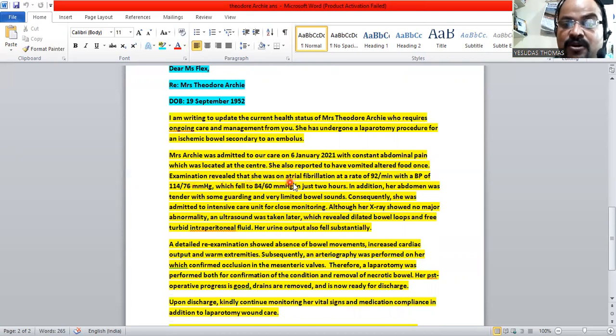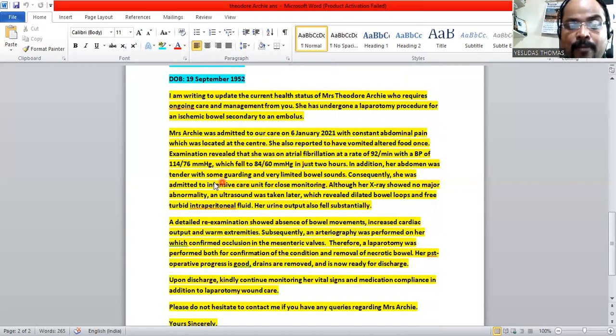Examination revealed that she was in atrial fibrillation at a rate of 92 beats per minute with a BP of 114/76 mmHg, which fell to 84/60 in just 2 hours. So a sharp fall is seen. In addition, her abdomen was tender with some guarding and very limited bowel movement. Consequently, she was admitted to the intensive care unit for close monitoring.